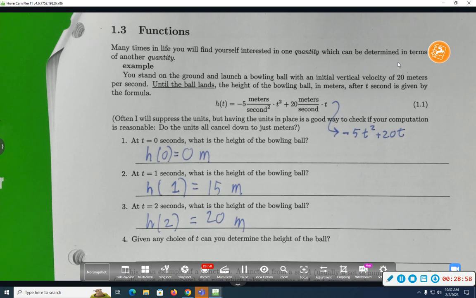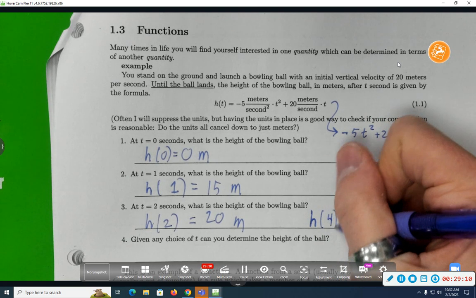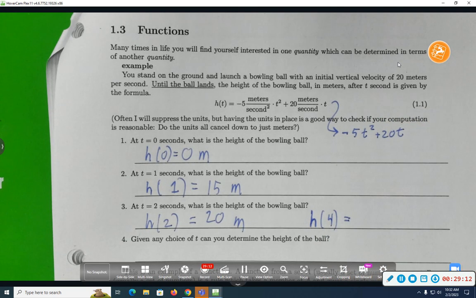I mean, I saw this roughly an hour ago because I teach this class twice, and I think I remember it being 20 meters. I also wrote the problems, but I can't remember them, after they're done. I'm going to do one more just because it'll be relevant in a second. What is the height at time equals 4 seconds?